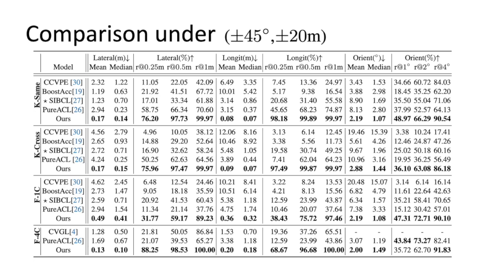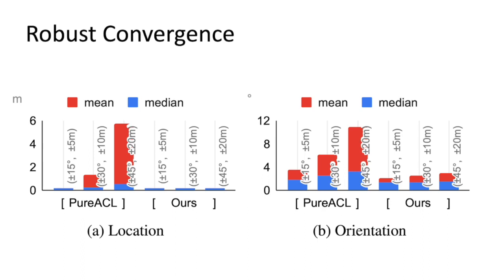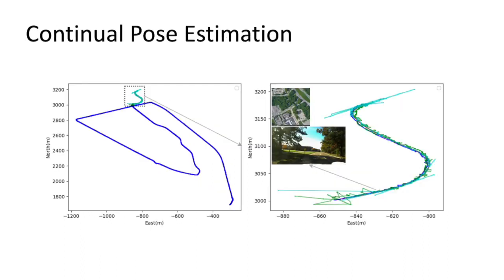Here is a comparison of the baseline method and our method under varying initial noise ranges. The blue bar indicates the median value, while the red bar shows the difference between the median and mean values. Notably, our method demonstrates robust convergence. We further adopt accumulated pose estimation. Our method consistently achieves accurate pose estimation even in challenging scenarios with limited localization cues or severe occlusions.